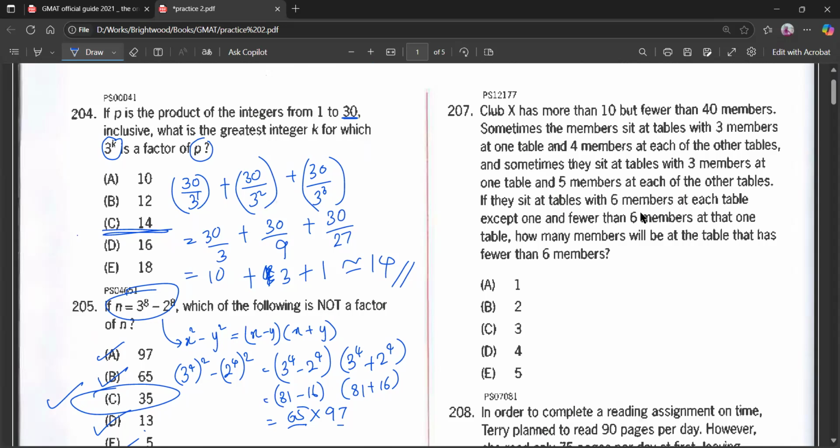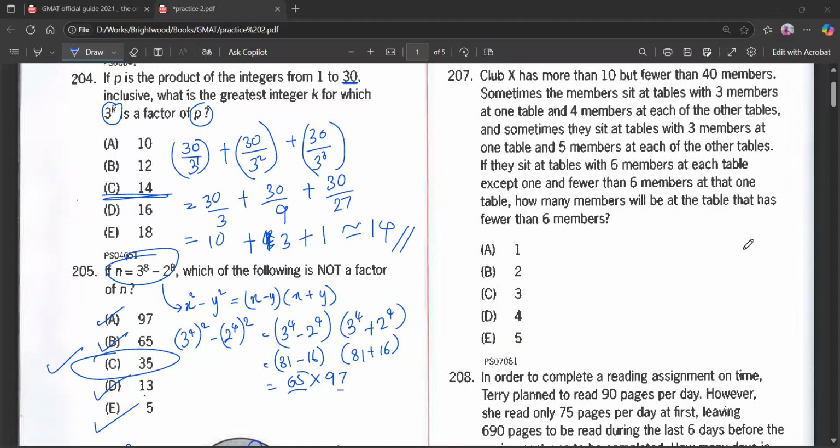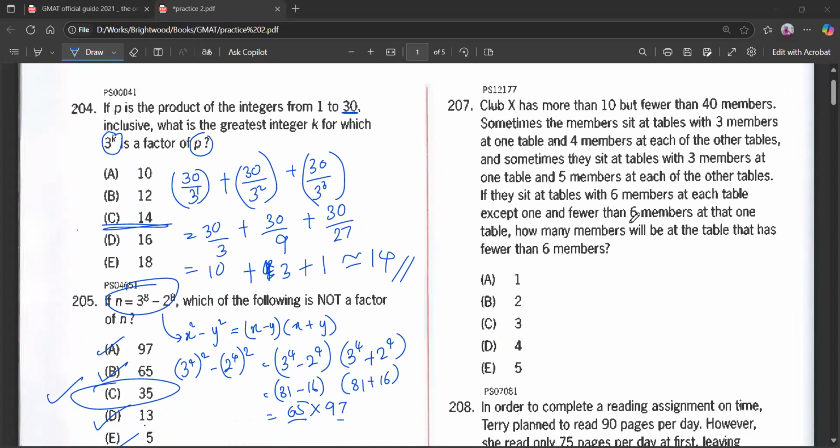And sometimes they sit with 3 members at one table and 5 members at each of the other tables. If they sit with 6 members at each table, except one table with fewer than 6 members, how many members will be at the table that has fewer than 6? Now, do you remember the question? Think.